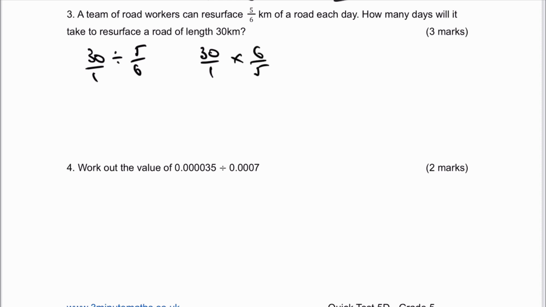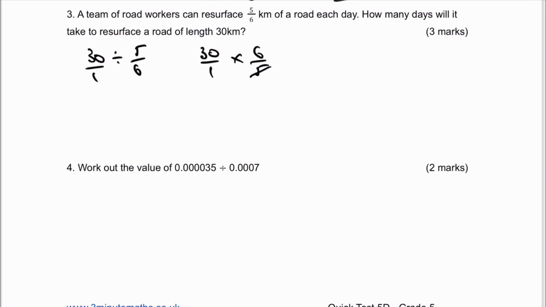Okay, now you could, if you wanted to, calculate 30 times 6, which is 180, and then divide that by 5. That works perfectly well if you want to. I tend to, if I can, do a little bit of reduction before I start.